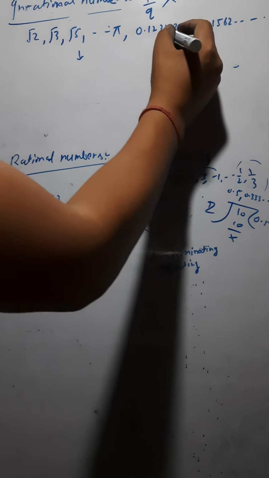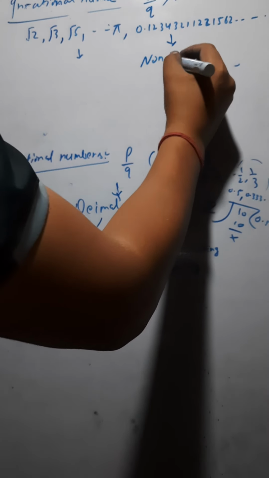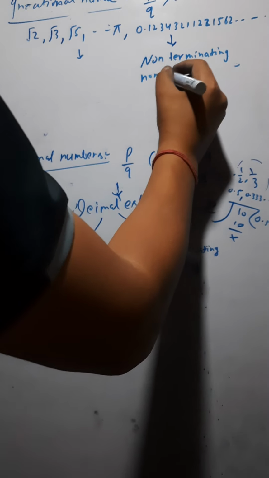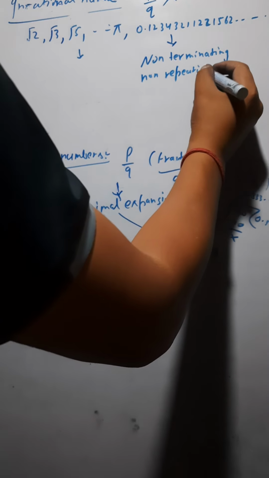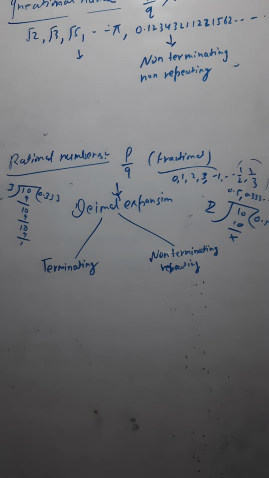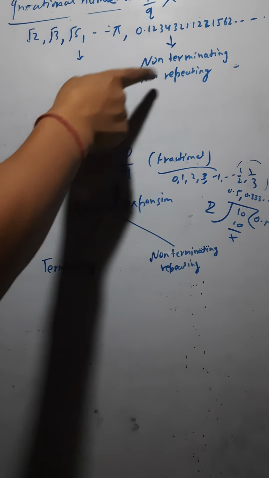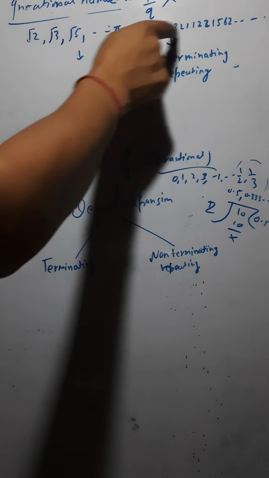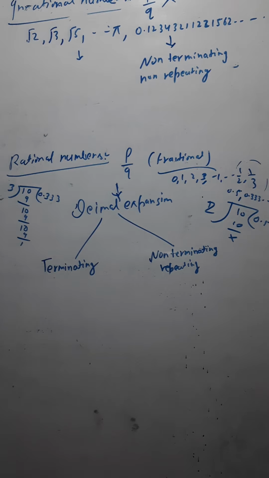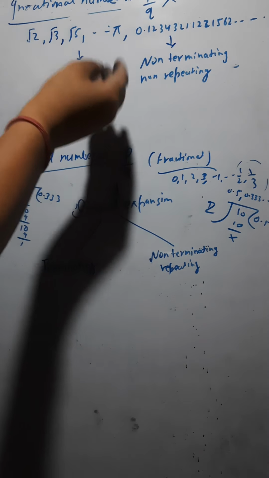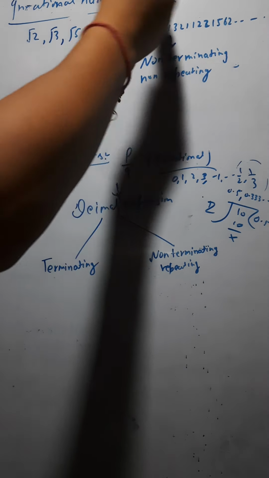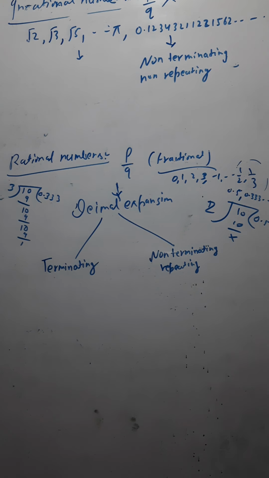So this type of decimal expansion is known as non-terminating, non-repeating. Are you getting this? So the decimal expansion of an irrational number is non-terminating and non-repeating. Such decimal numbers are also irrational numbers. Neither are they repeating, nor are they terminating. Are you getting this? Very good.